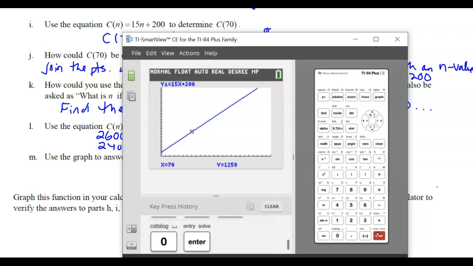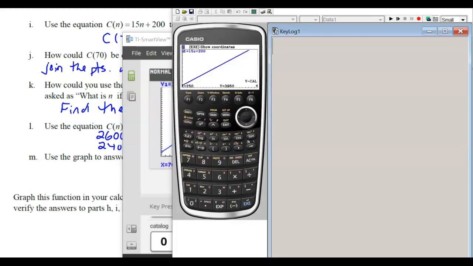Hope you guys are going to know how to do this if it's on the test. On a graph? Yeah. Some of you are doing nothing right now.